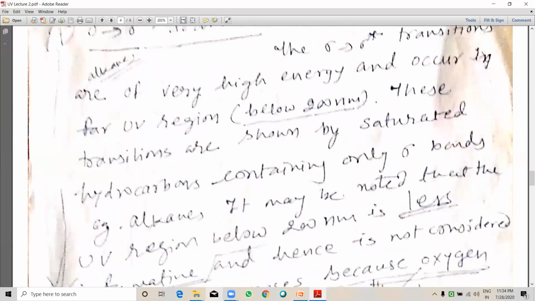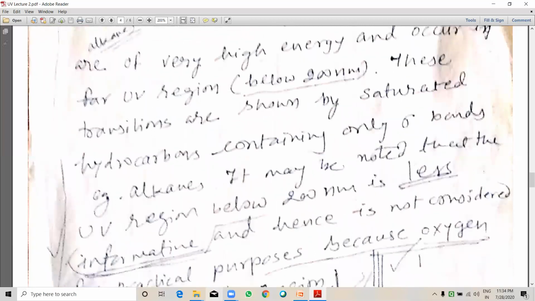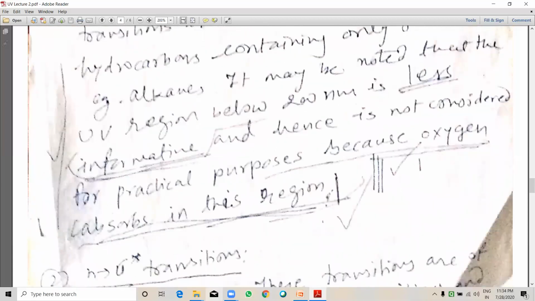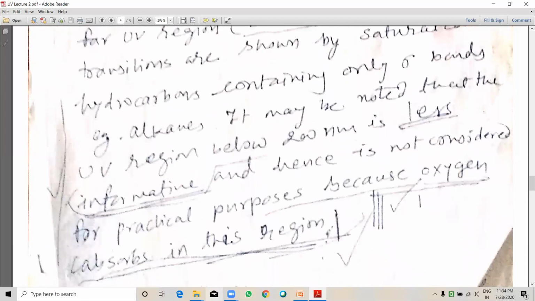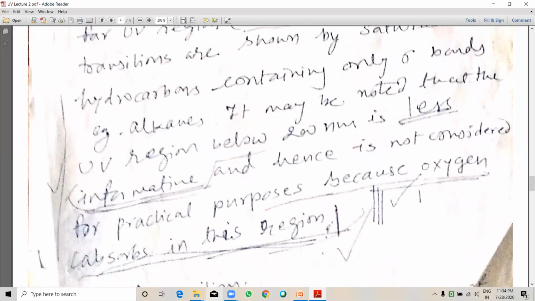Sigma to sigma star transitions. The sigma to sigma star transitions are of very high energy and occur in the far UV region below 200 nanometer. These transitions are shown by saturated hydrocarbons containing only sigma bonds, for example, alkanes. It may be noted that the UV region below 200 nanometer is less informative and hence is not considered for practical purposes, because oxygen also absorbs in this region.